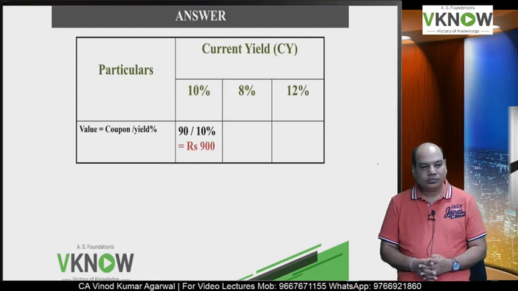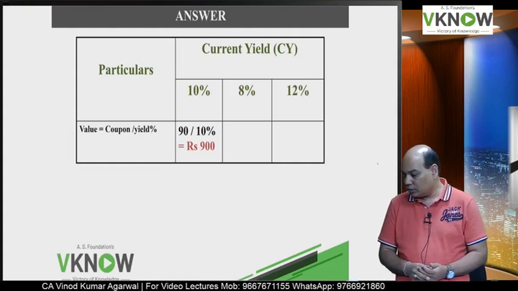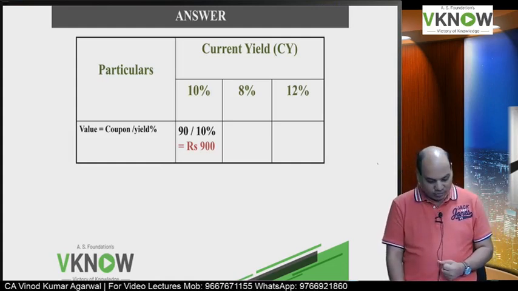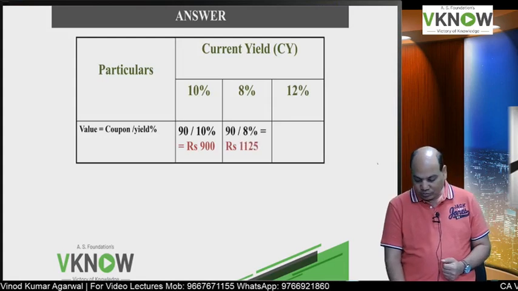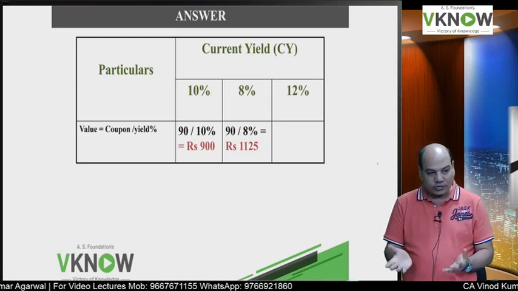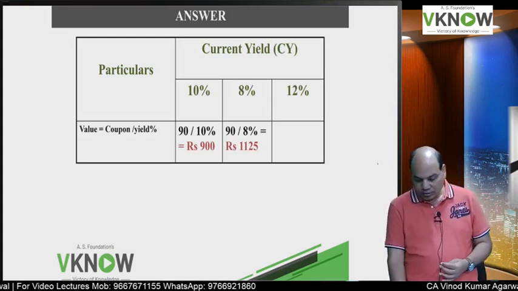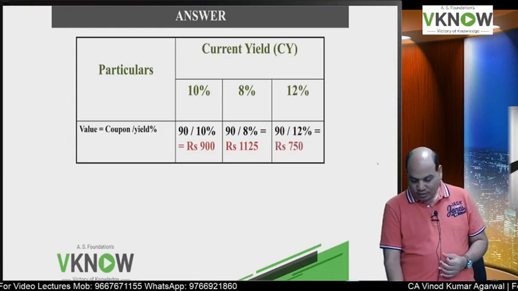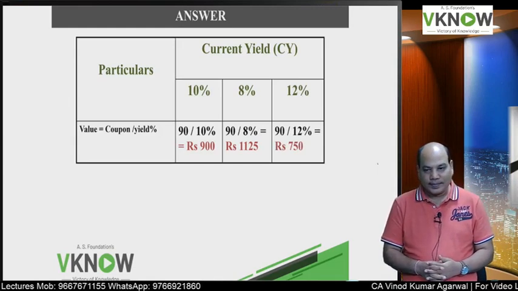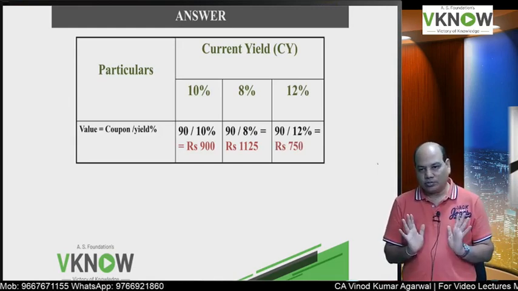Anybody second column? 90 divided by 8%. Yes, come on Divya. Nitin, 1125. Okay, now try next one. Divya is right. Next one, Divya, 750. Very good. So this answer is for perpetual bond.